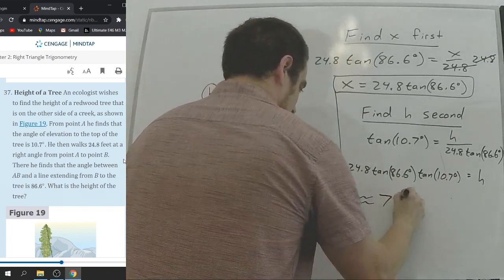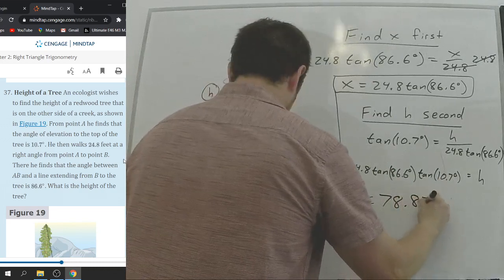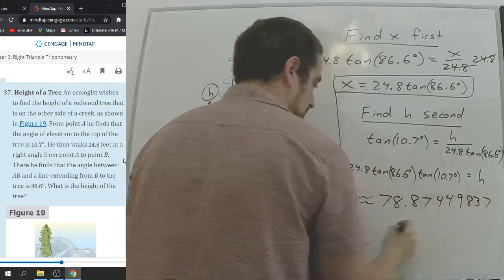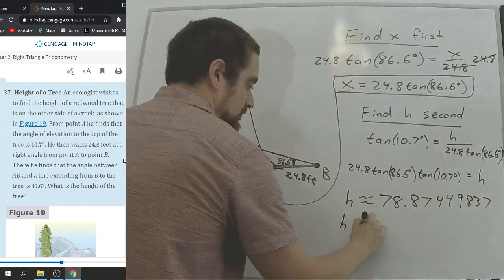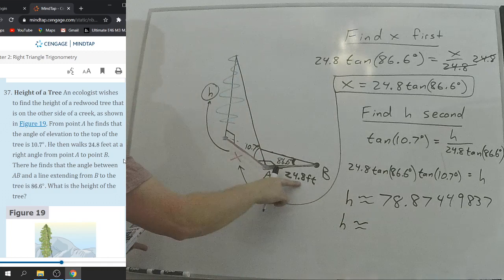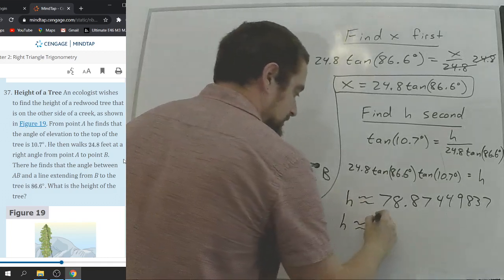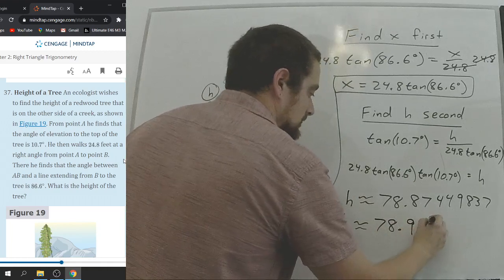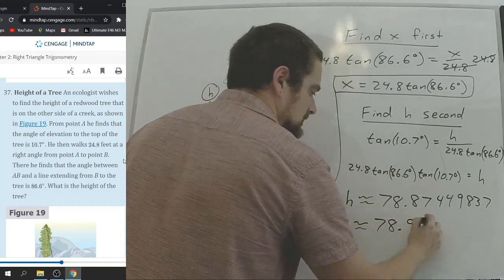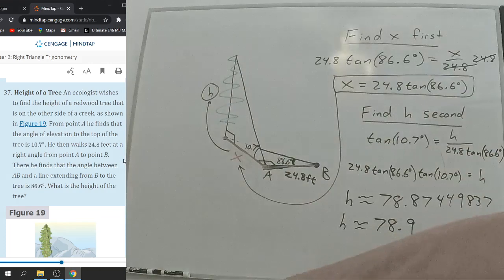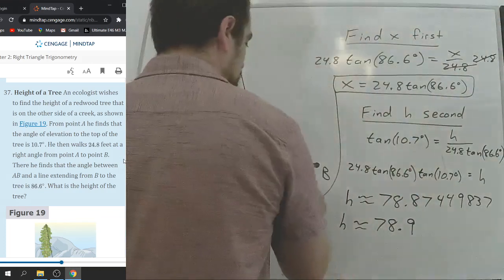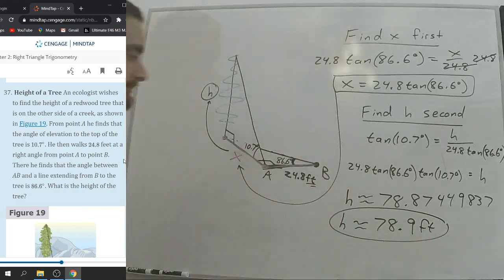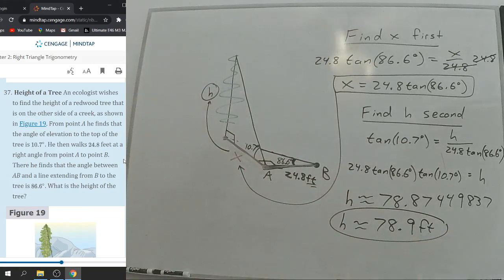We've got 78.87444983. So, okay, let's go ahead and say that the height of the tree is approximately, see how they've got three significant figures there? We'll stick with 78 point, I'll round that 8 up to a 9. And this one is, oh, let me look at the unit. Yeah, it was feet. Oh, I had it right there. There's our 78.9 feet.